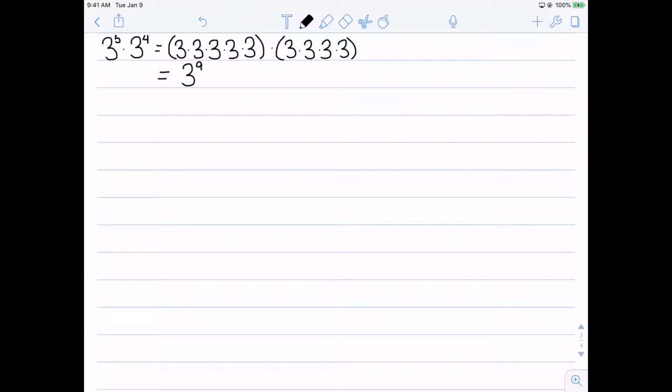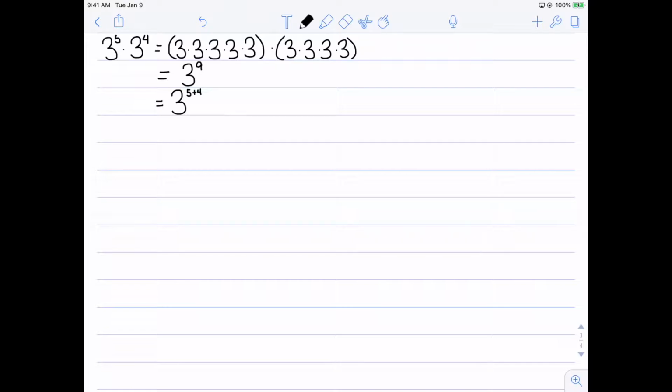There are several rules for working with exponents, and we're going to start with one of the most basic ones, the multiplication rule. Let's consider 3 to the 5th times 3 to the 4th. 3 to the 5th means I multiply 3 by itself 5 times. 3 to the 4th, I multiply 3 by itself 4 times. So I've just expanded each of these. And if we count these up, this is multiplying 3 by itself 9 times. So this would be the same as 3 to the 9th, which we should notice is just 3 to the 5 plus 4.